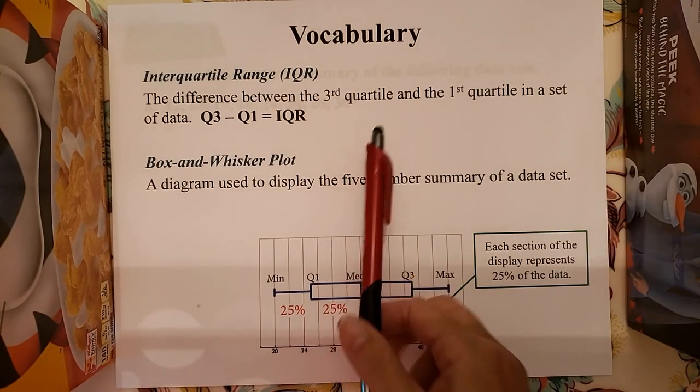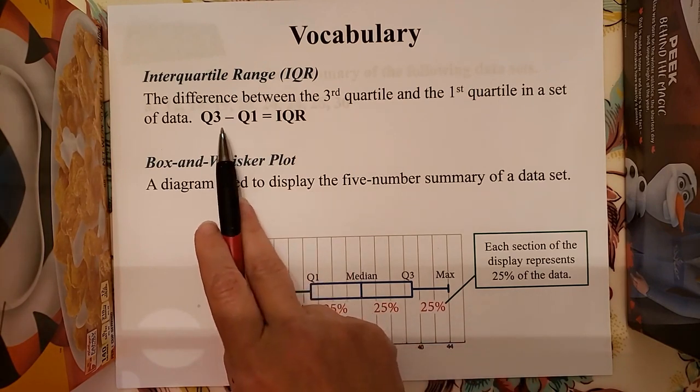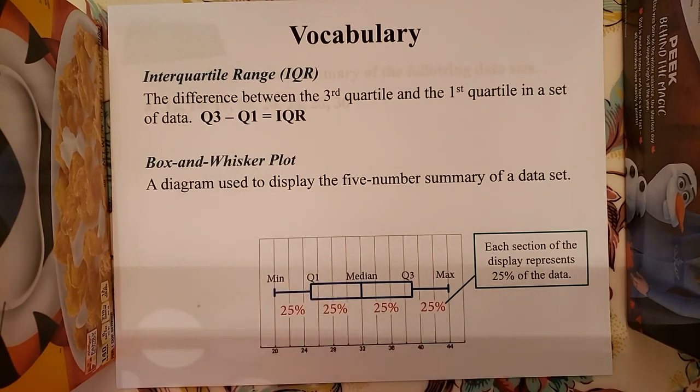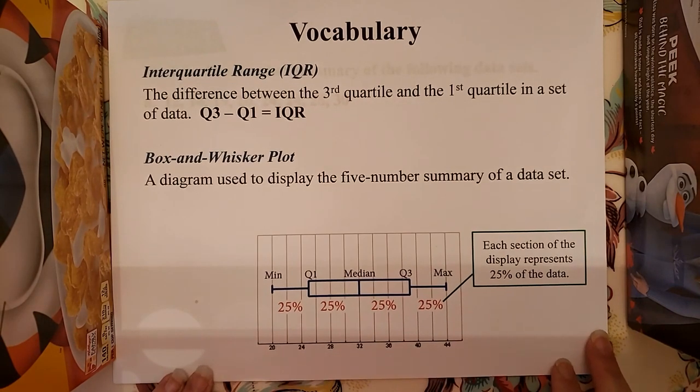Interquartile range is what we get when we subtract the first quartile from the third quartile. And we use those quartiles to create a box and whisker plot. So here's our median, Q1, Q3, minimum, maximum. And so you can see we've broken this up into 25%, 25%, 25%, and 25%.